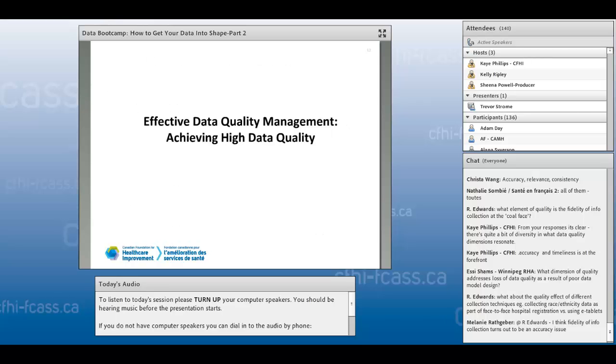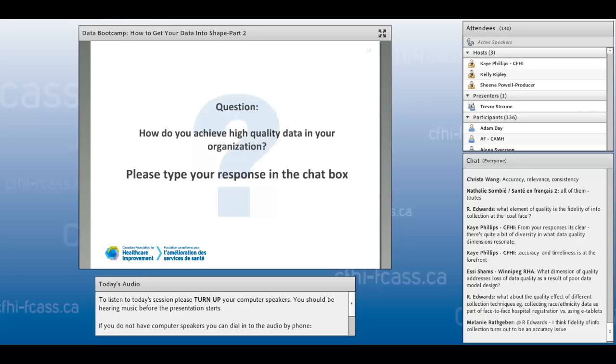So we're going to talk about how we can achieve high data quality. And given that we've had so much great feedback on that first question, we're going to open it up again to the participants to input into the chat box how you achieve high data quality within your healthcare organizations. And then we're going to talk a little bit about the data quality management cycle in just a second.